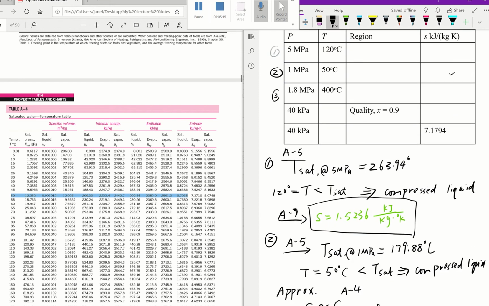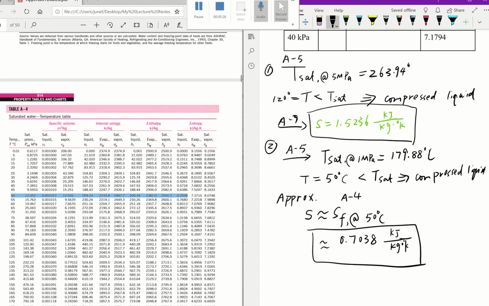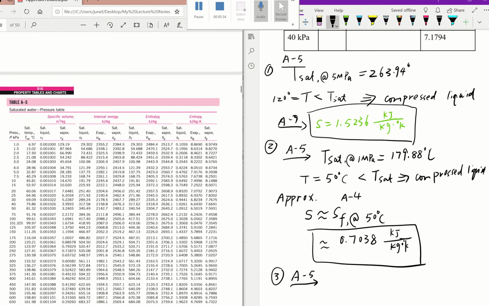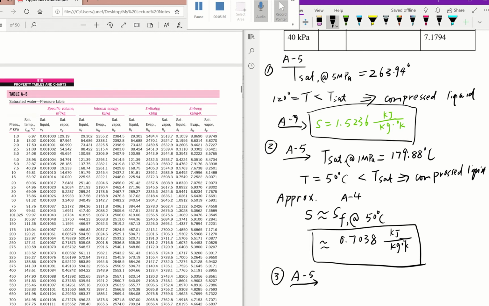Again, move on to look at the third one. We're given pressure and temperature again. All right, let's move on. So table A5, we want to find out what the saturated temperature is at 1.8, right?